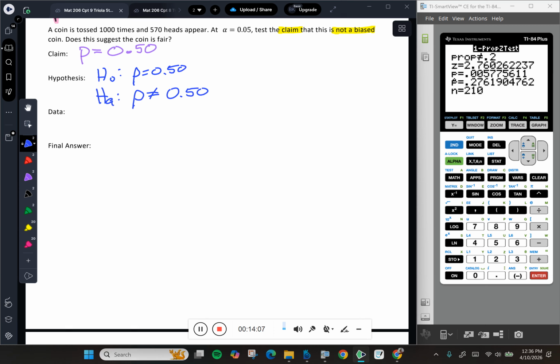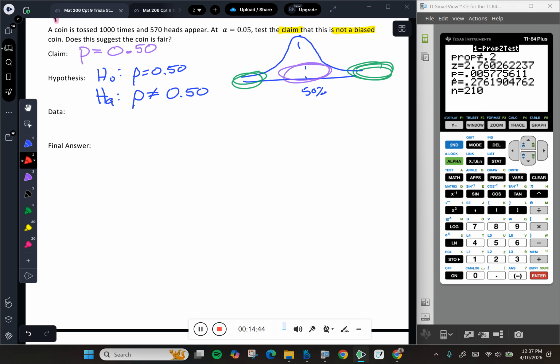Does a two-tailed test make sense here? I guess it would. It should be here at 50%. If I got a really low percentage of heads, I would think something was wrong with the coin. Or if I got a really high percentage of heads, I would think something was wrong with the coin. I only think the coin isn't biased if I get something in the middle close to 50%. Okay, I feel good about this test now. Two-tailed test makes sense.